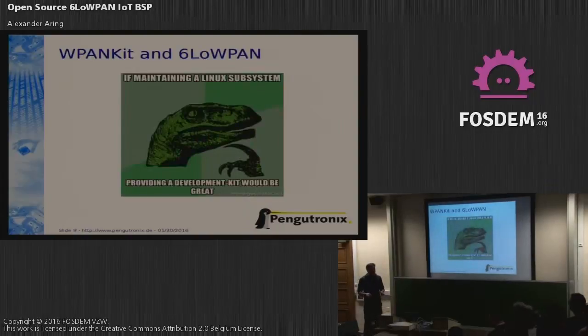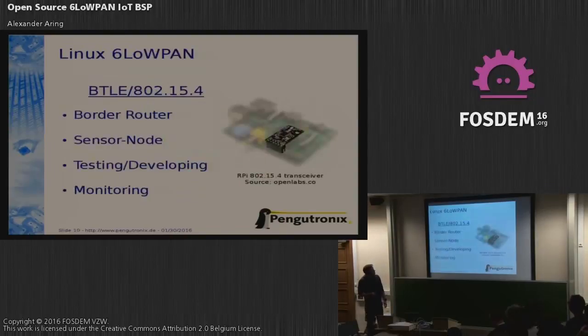So I was thinking: if I'm maintaining a Linux subsystem and many users have these issues with the Raspbian image and ifplugd, providing a development kit would be great because nobody would have these issues anymore. You need only type a single command, and it will generate everything to run 6LoWPAN on the Raspberry Pi.